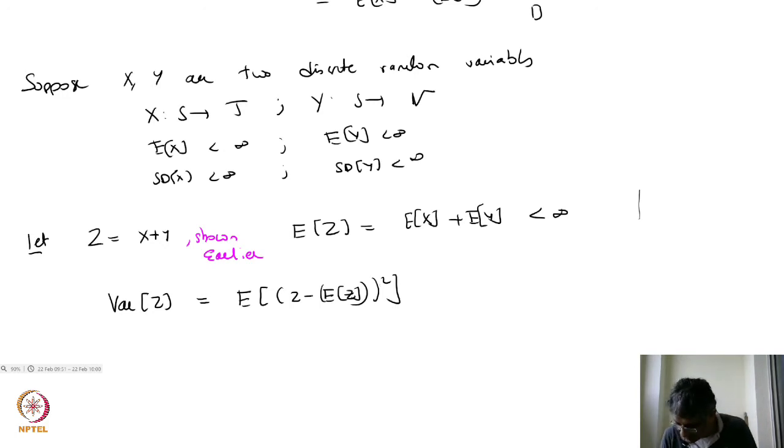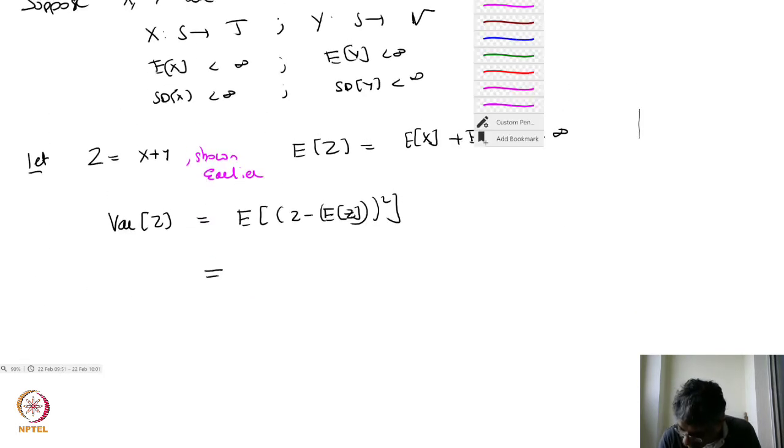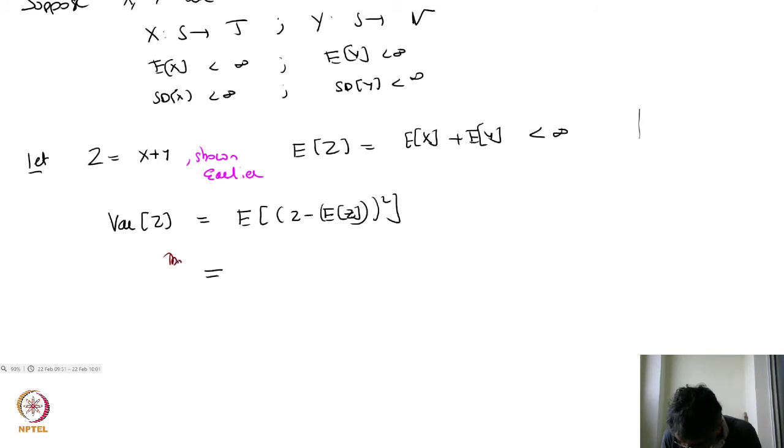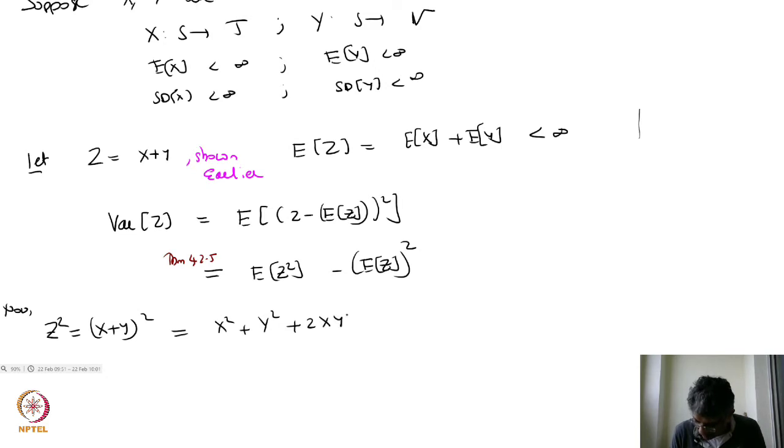Or we could use the previous result, 4.2.5, from theorem 5. That's the same as E of z squared minus E of z the whole square. What is z squared? Z squared is x plus y the whole square, which is just x squared plus y squared plus 2 times xy. That's easy to see, right?